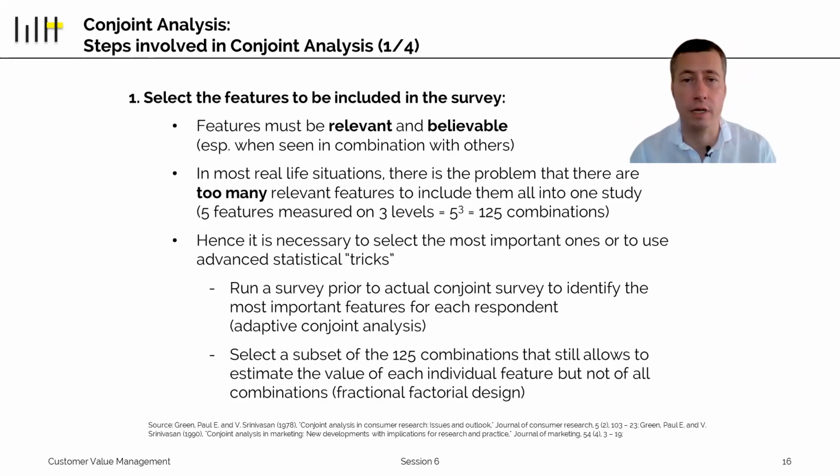And there are different statistical tricks that you can use. There is a specific type of conjoint analysis where you can actually use a lot of features, and you run a survey before to identify for each individual customer which feature is the most important for him or her. You can do statistical work in order to reduce the space of the features you're looking at.